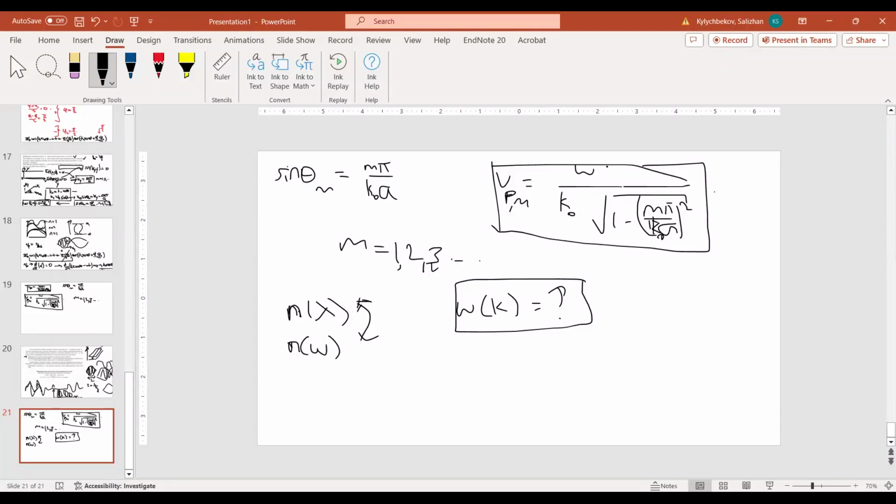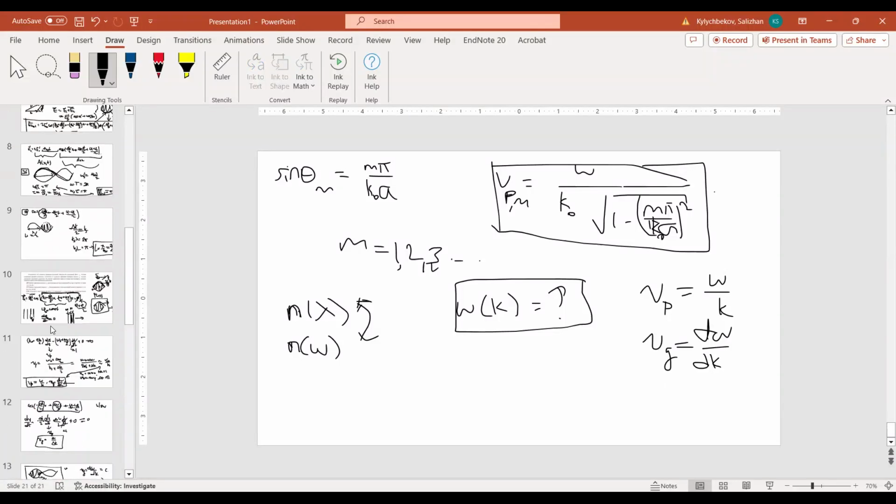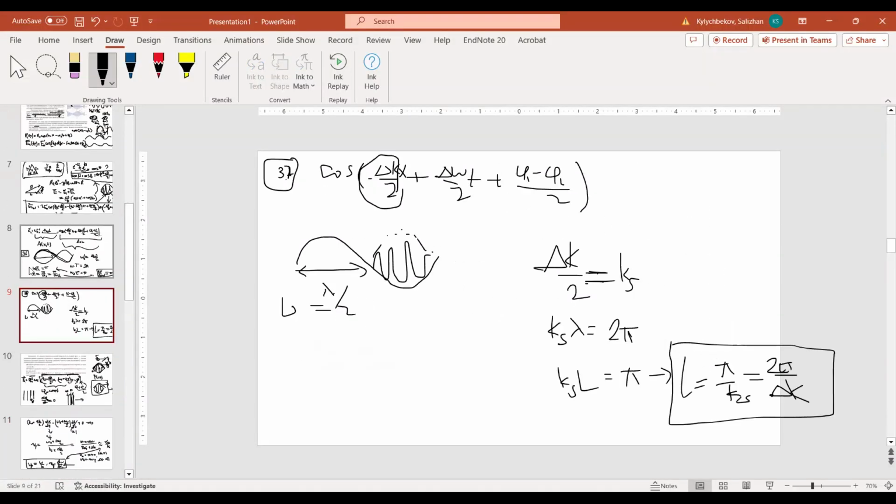What is the dispersion relation here? We know phase velocity is equal to omega over k. Group velocity, we know, should be d omega over dk.